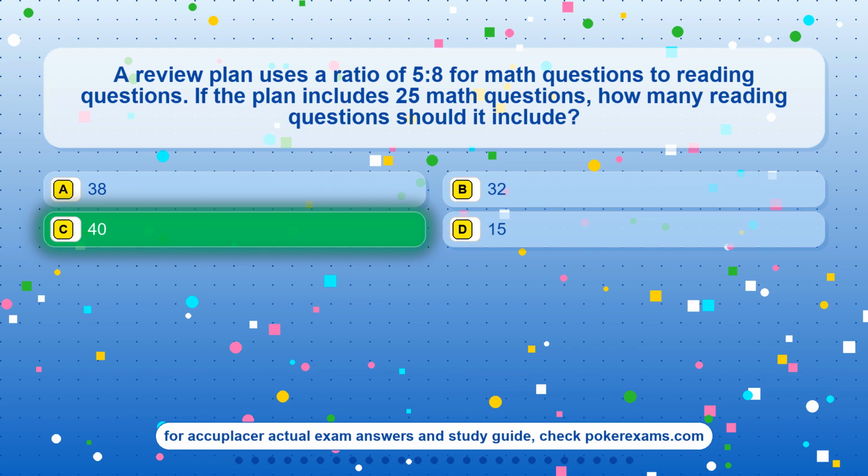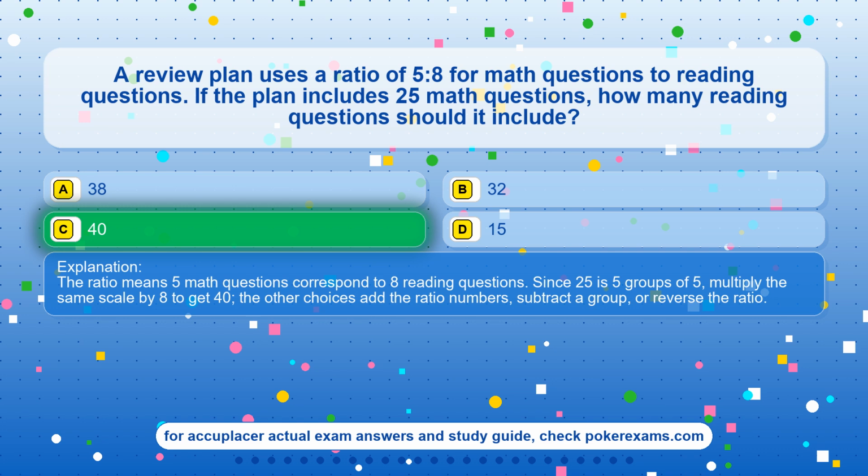The correct answer is option C, 40. The ratio means 5 math questions correspond to 8 reading questions. Since 25 is 5 groups of 5, multiply the same scale by 8 to get 40. The other choices add the ratio numbers, subtract a group, or reverse the ratio.